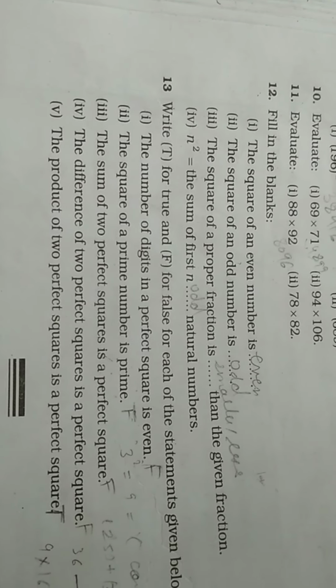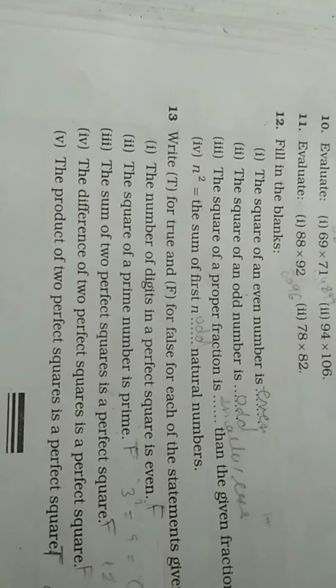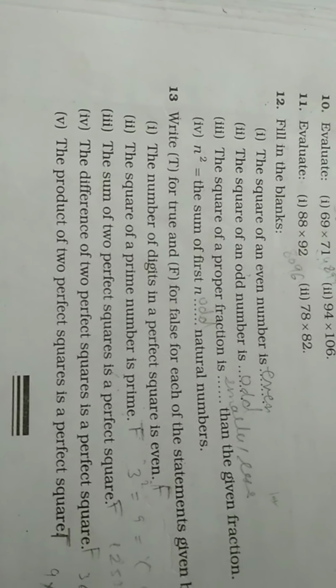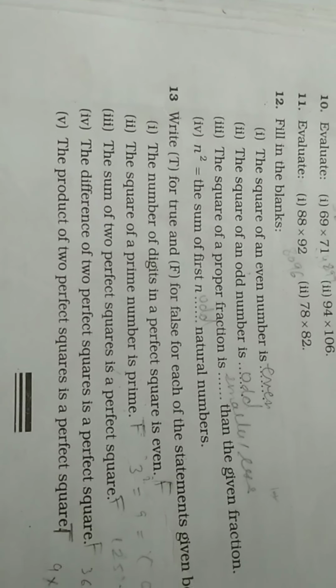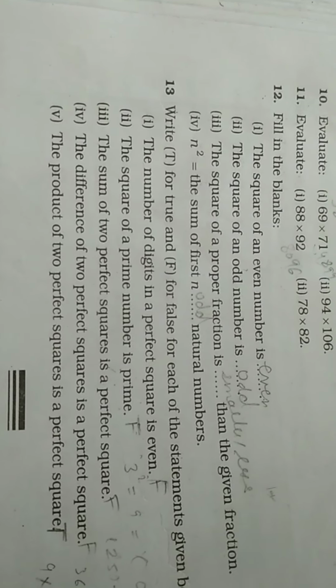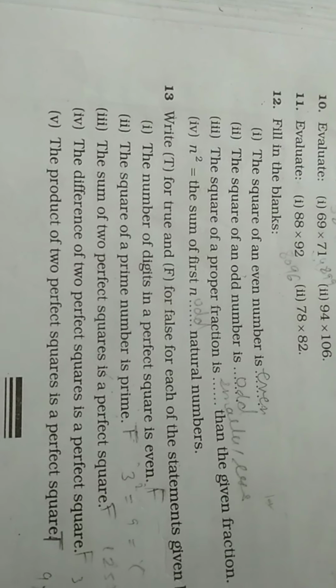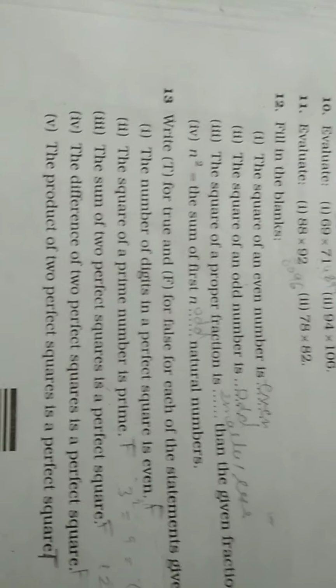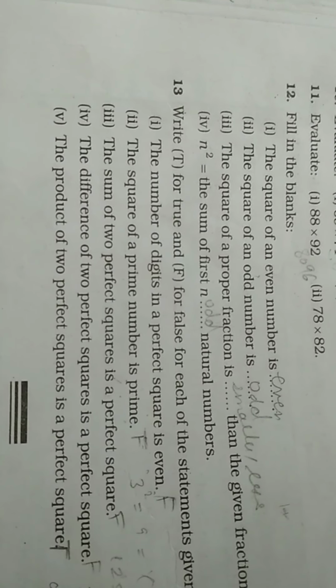Second is the square of a prime number is prime. This statement is also false because if we take the example of a prime number, like if we take 3, the square of 3 is 9. And we know 9 is not a prime number, it is a composite number. So this statement is also false.